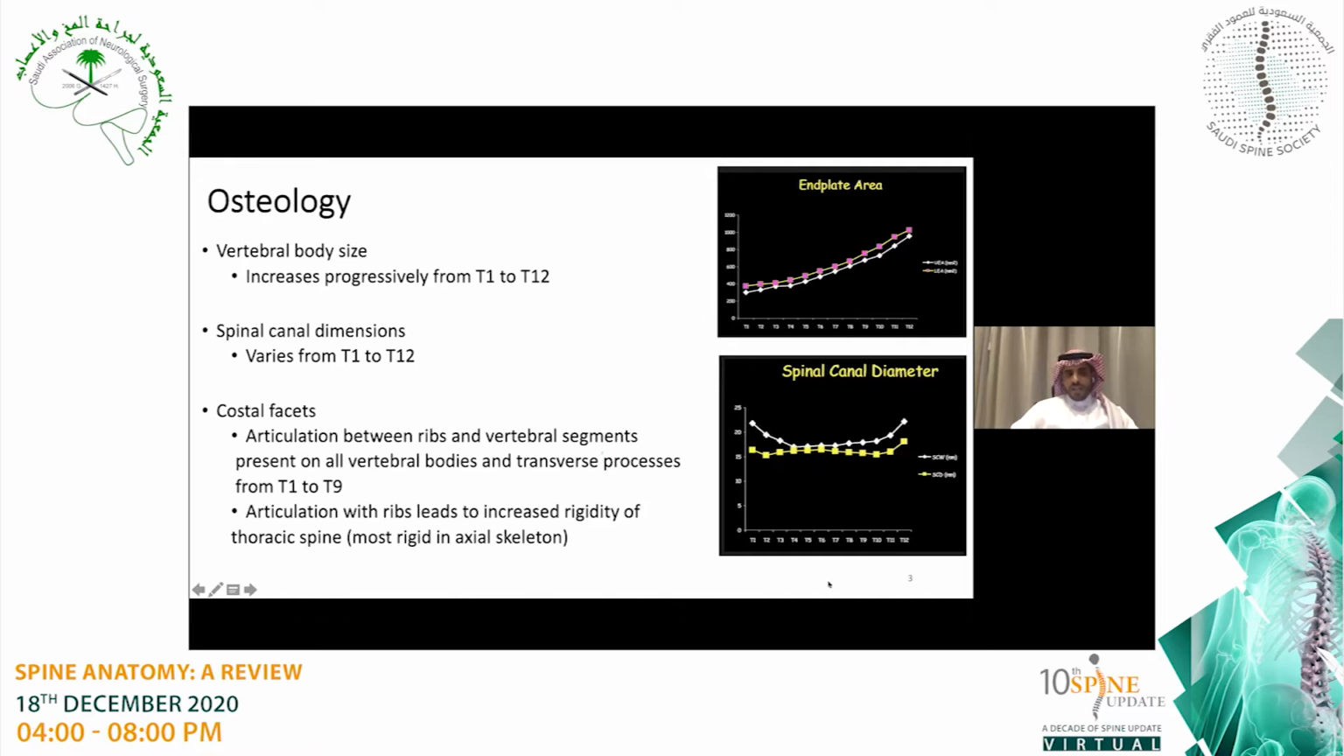The spinal canal dimension also varies from T1 to T12. We can see in this diagram that it starts at T1, T2, then goes to a smaller diameter, and then goes back to a bigger diameter. And at T12, it's almost like a lumbar canal. The facet joint orientation is also different in this area.